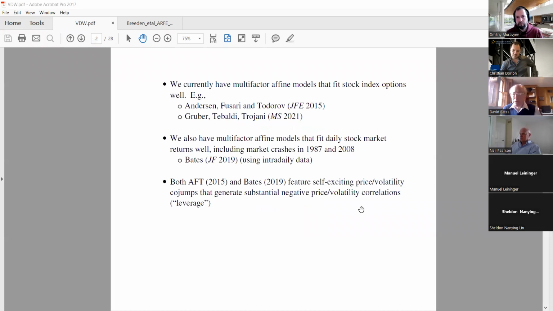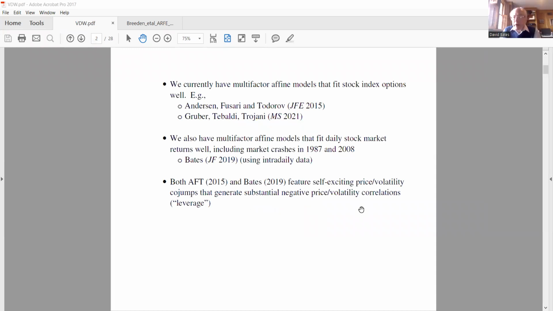So the basic issue is that we've got these multi-factor affine models that seem to be working pretty well, both for pricing options and for time series analysis. Here are a couple of papers that I particularly highlighted in a recent survey for the Annual Review of Financial Economics, which just came out yesterday, if people want to look at that.